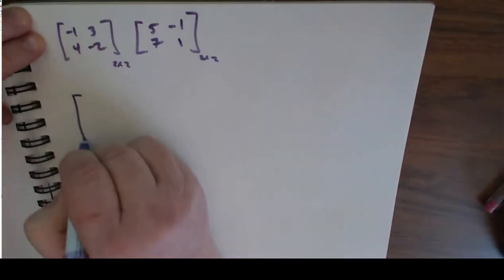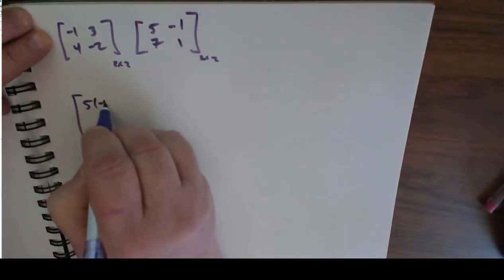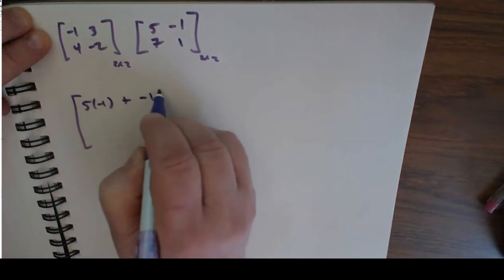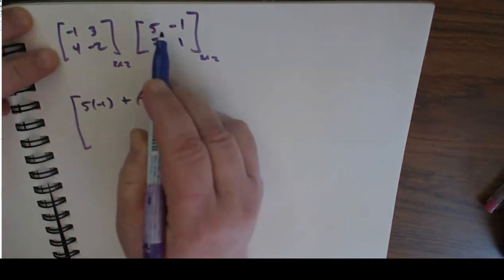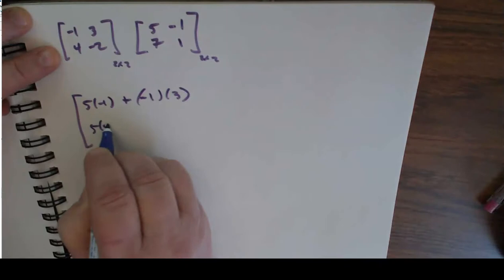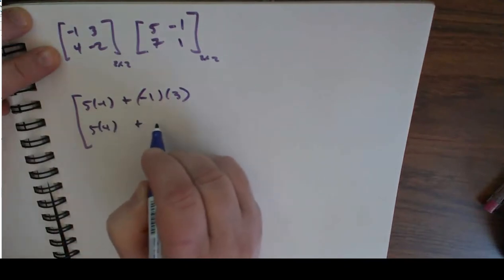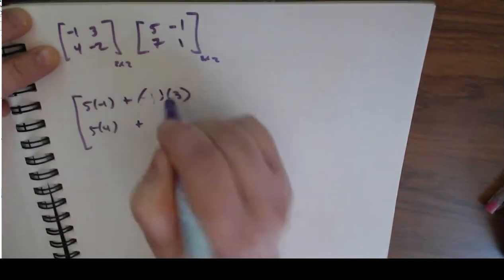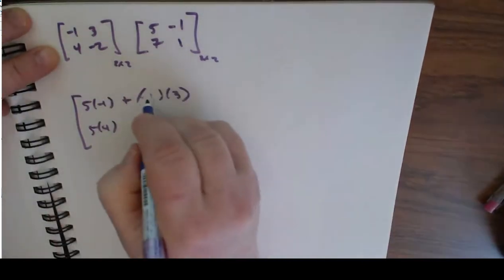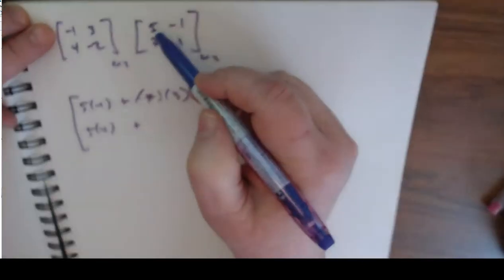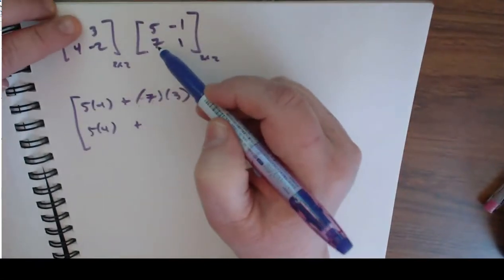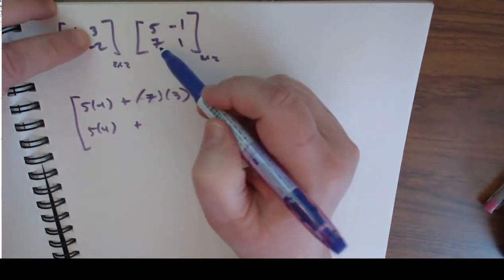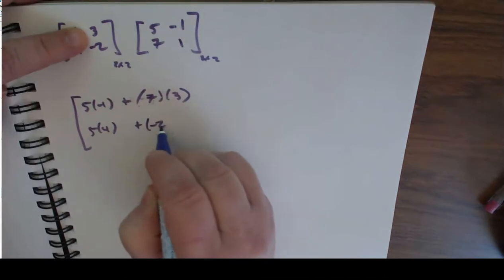So I have 5 times negative 1 plus negative 1 times 3. Next I'll have 5 times 4 plus, oh, not negative 1. It's been a long day. That should be 7. 5 times negative 1, 3 times 7. 5 times 4, negative 2 times 7.